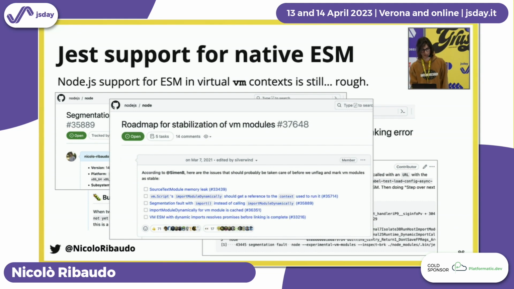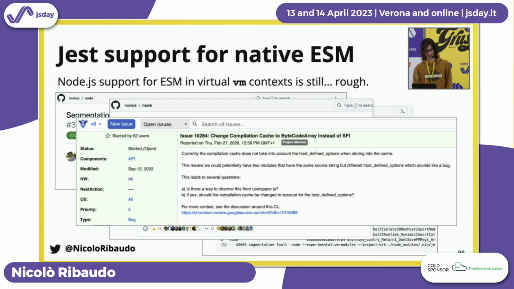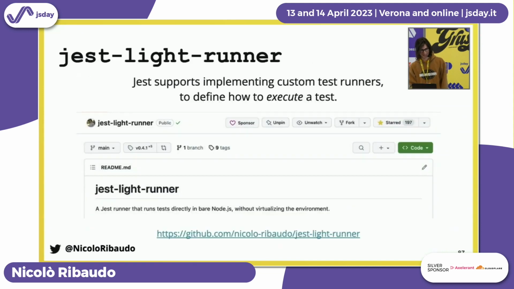And Node is actually working on stabilizing ESM support in VM modules, except that you can see there are still different missing checkboxes. Someone also reported these issues to V8 and they're still not fixed. So before being able to use native ES modules in Jest, it will take a long time. The road ahead is still long. Many people should help with this.